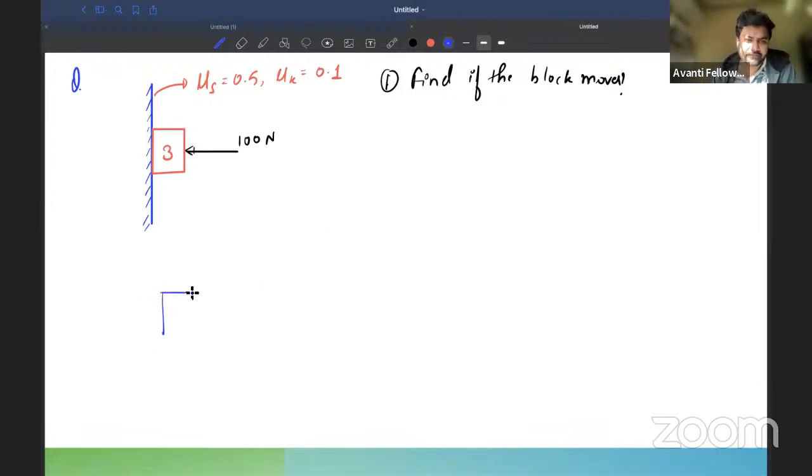So ये block रहा भाई. Let's make that block. 3 किलोग्राम का ब्लॉक है, 3 kg ब्लॉक, और इस ब्लॉक पर क्या क्या फोर्स लगेगा? फर्स्ट फोर्स इज ऑफ mg.